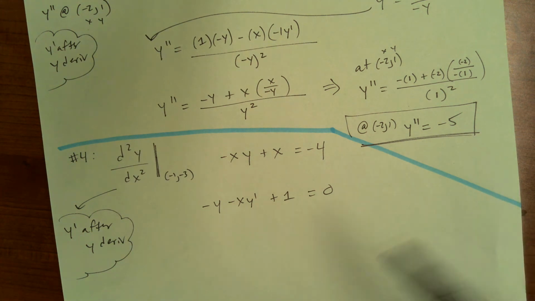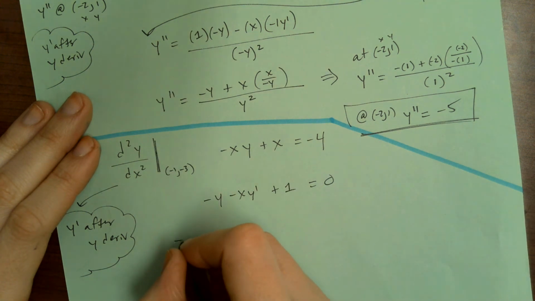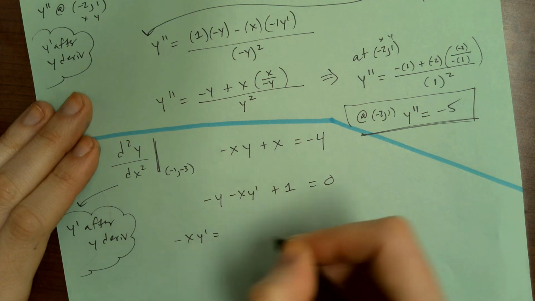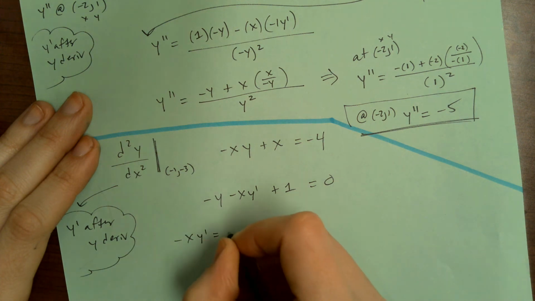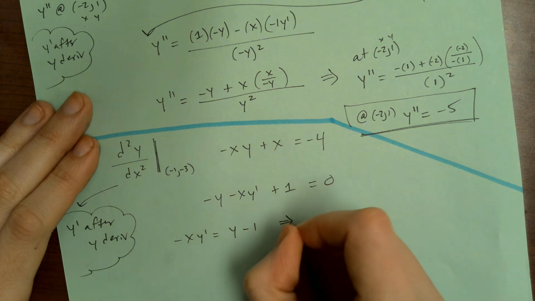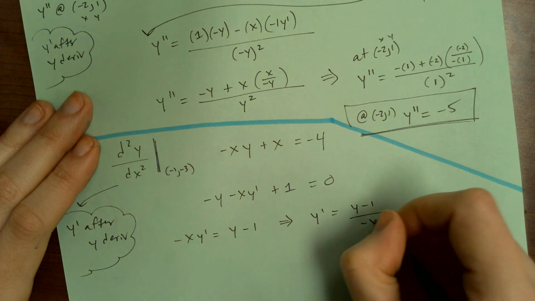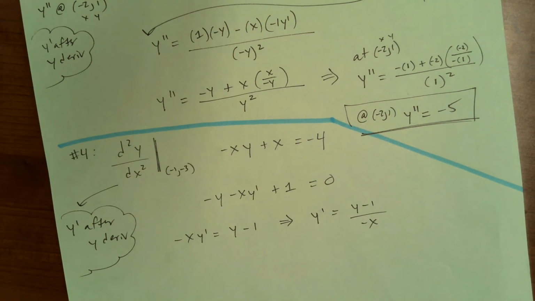All right, now I got to solve for y prime. So negative xy prime equals y minus 1 over x.